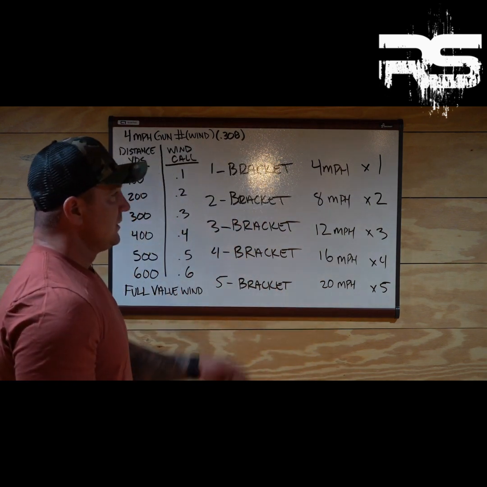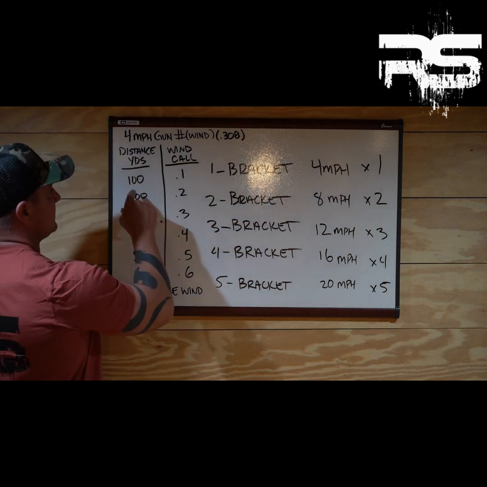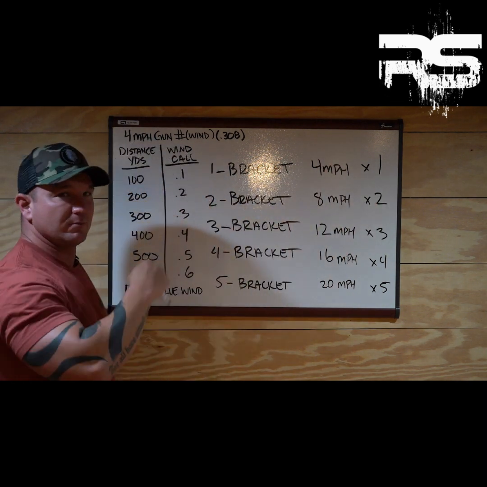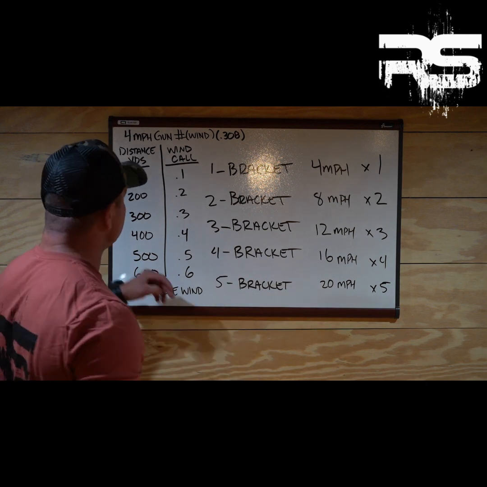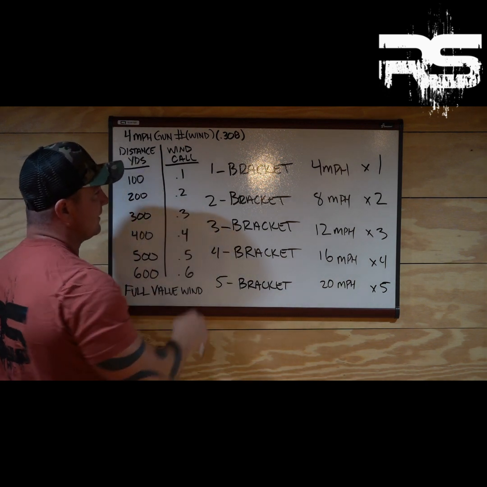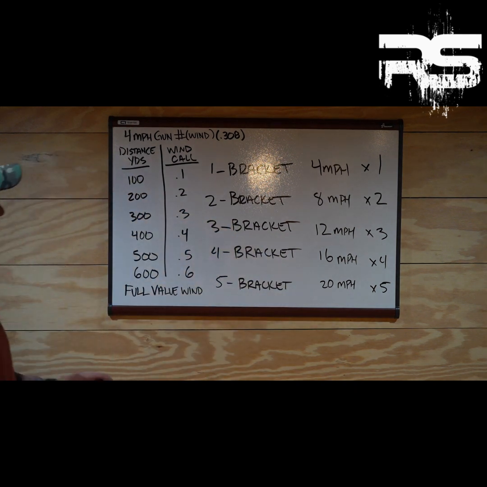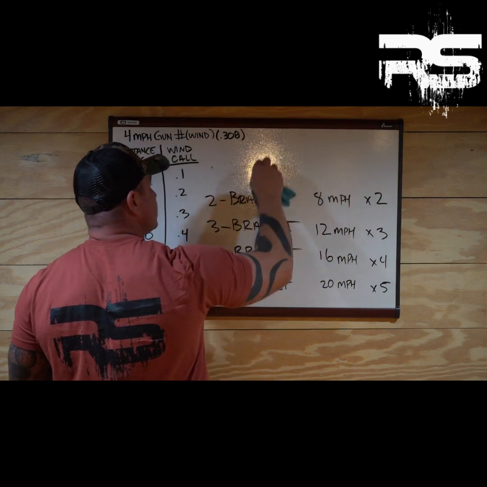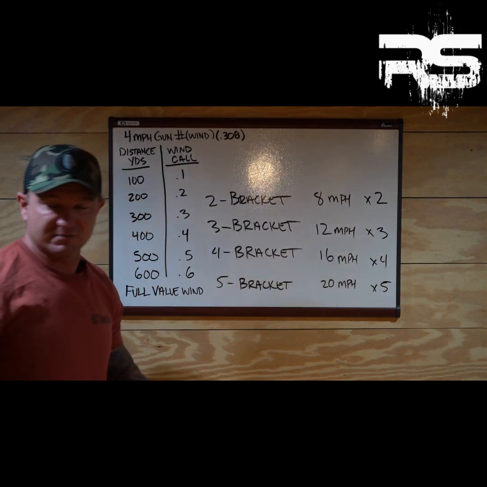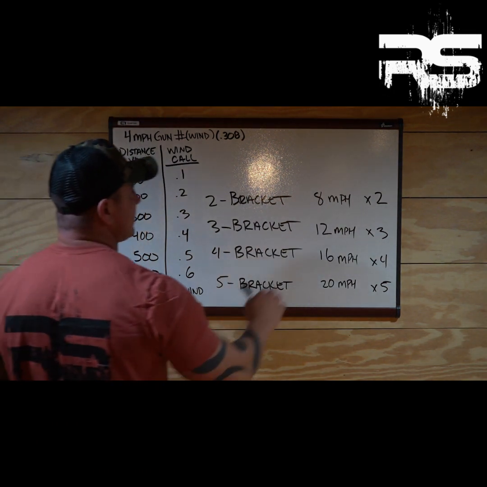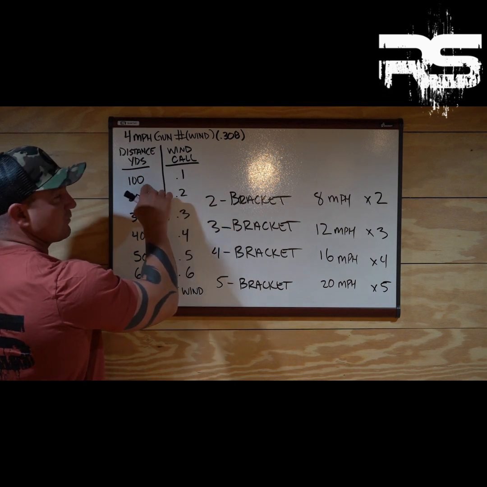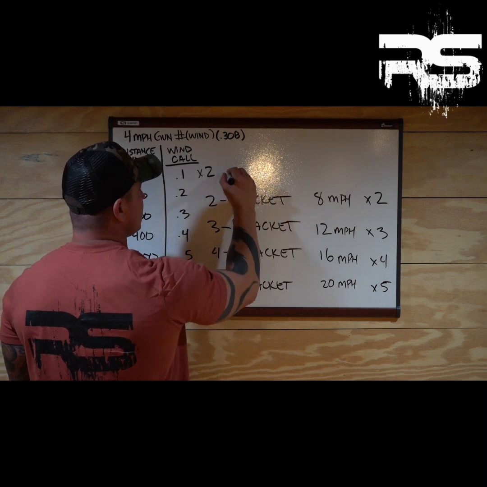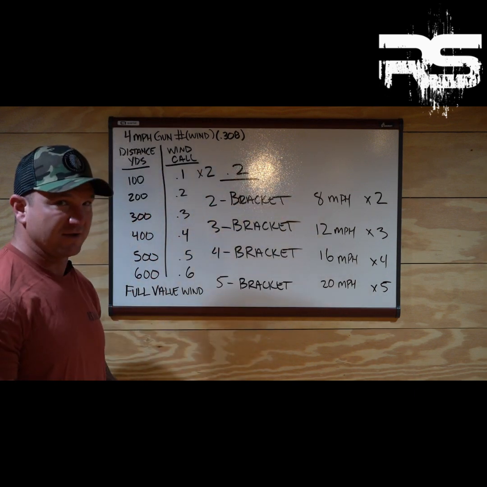Okay, so what that means is 100 times 0.1 gives me a 0.1. Because again, I'm multiplying to get a mil number. Okay, let me clean this up really quick. If I had to go to 8 mile an hour because I'm working in my second wind bracket, because that's what the wind speed is at, I'm going to multiply by 2. So same distance, 100, but 0.1 times 2 gives me 0.2 for my wind call, full value wind.